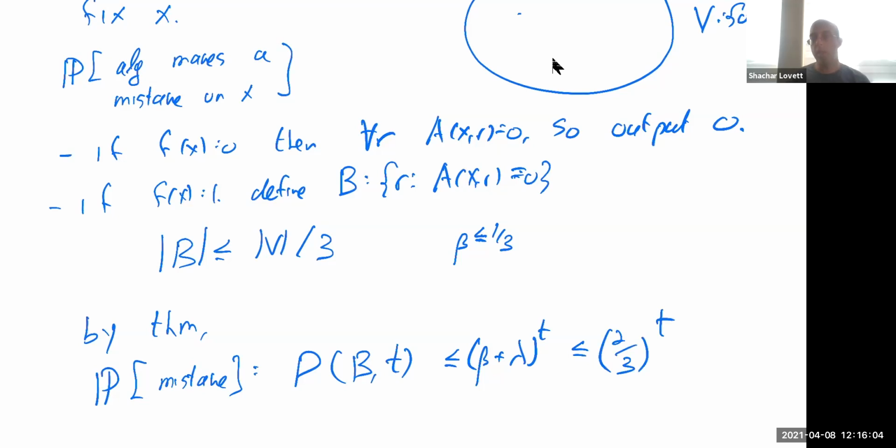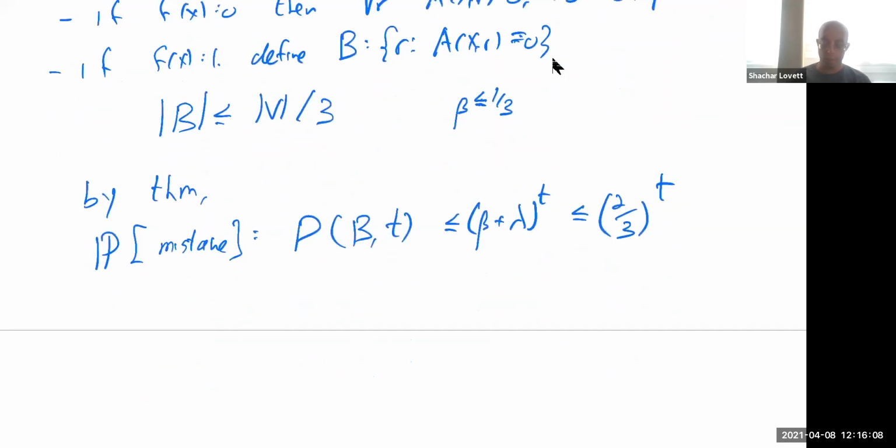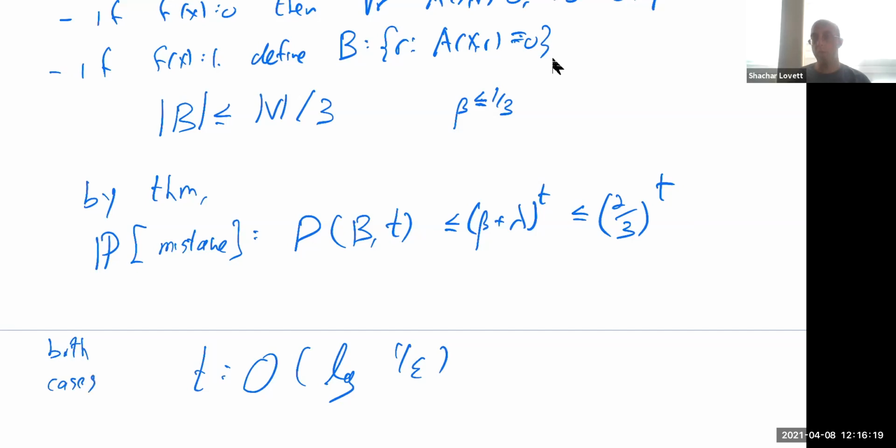So in both cases, we need t to be order log 1 over epsilon, maybe with different constants for the O. And the difference is that in the naive randomness or error reduction, we pay times t the amount of randomness we need. But in this more sophisticated way, using expander graphs, we pay plus t. So we save a lot.